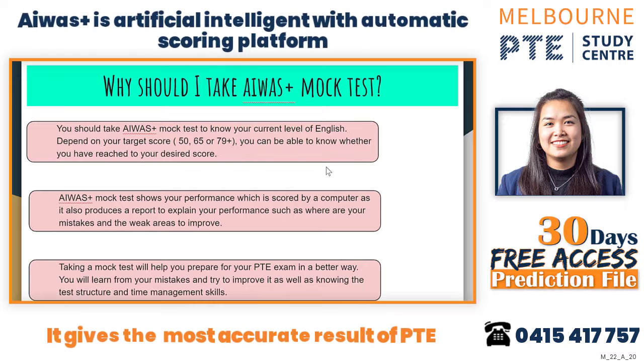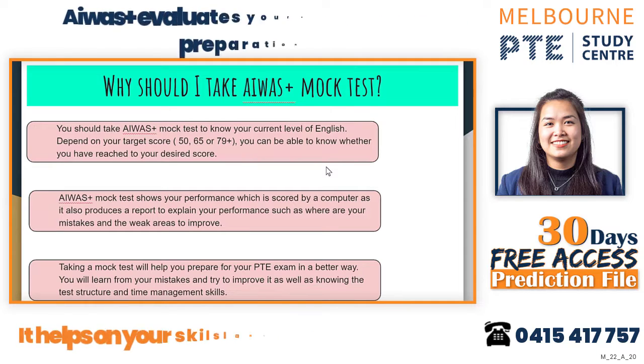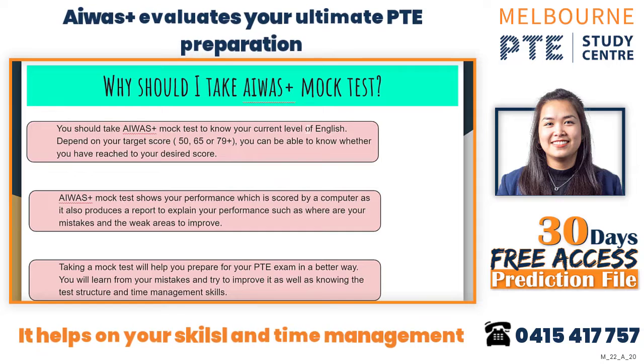Why should I take the mock test? Well, you take a mock test to know your current level of English. Depending on your target score, some of you aim for 50, some aim for 65, some aim for 79 plus, and you can know whether you have reached your desired score or not. The AIWAS mock test shows your performance, which is scored by a computer. It also produces a report to explain your performance, such as where your mistakes and weak areas to improve are. It's very good. I will show you the AIWAS mock test report.